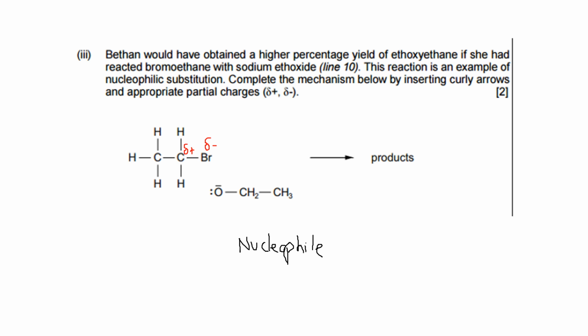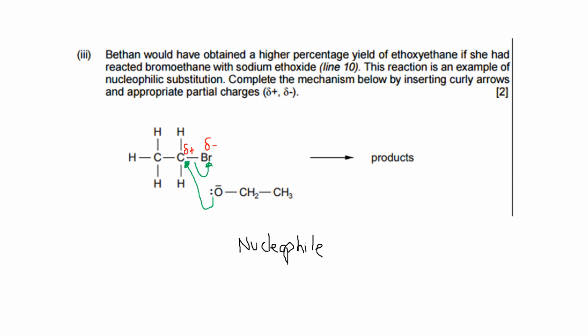And then our nucleophile, or more specifically the oxygen within the nucleophile, is attracted to this delta positive carbon. So we have a curly arrow that is going from the oxygen to the carbon. And then this carbon here is now making too many bonds, so this carbon to bromine bond breaks. So you have your curly arrow going from the bond onto the bromine.